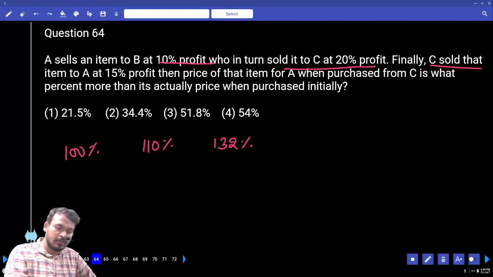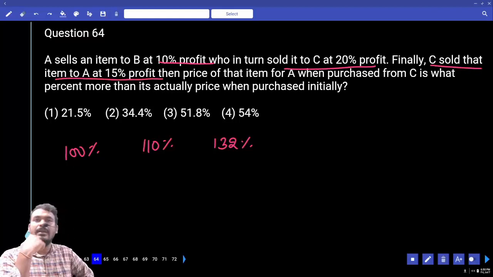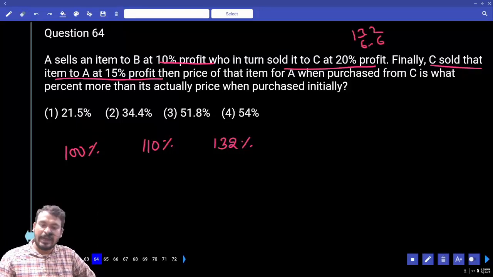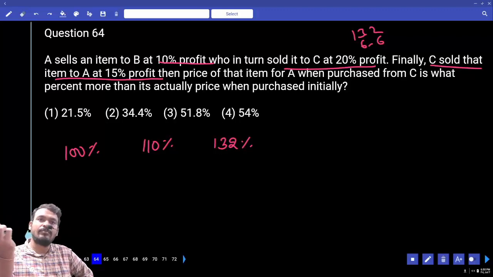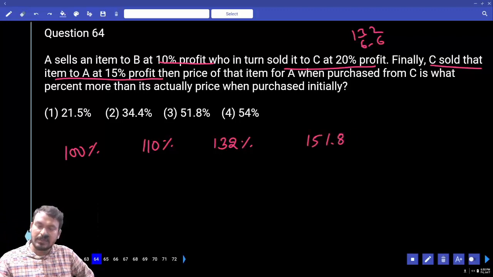Again C sold that item to A at 15% profit. What is 10% of 132? 13.2. 5% is 6.6. 13.2 plus 6.6, total it is 19.8. Adding or subtracting? Adding. 132 plus 19.8 is 151.8%. Okay.